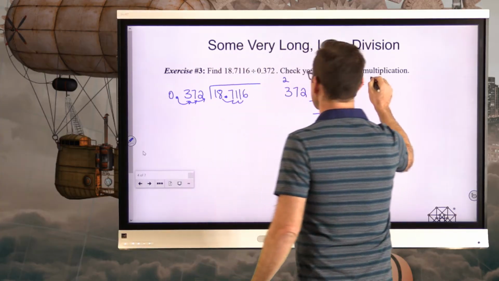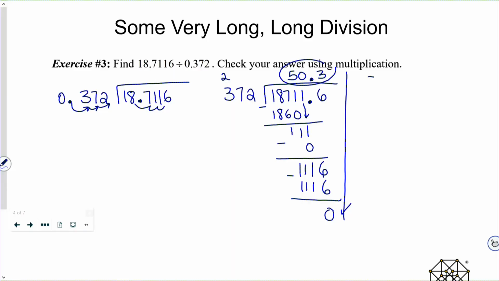Take that shot. So here we go. We're going to have 50.3 times 0.372. Lots of decimal places here, lots of multiplication.